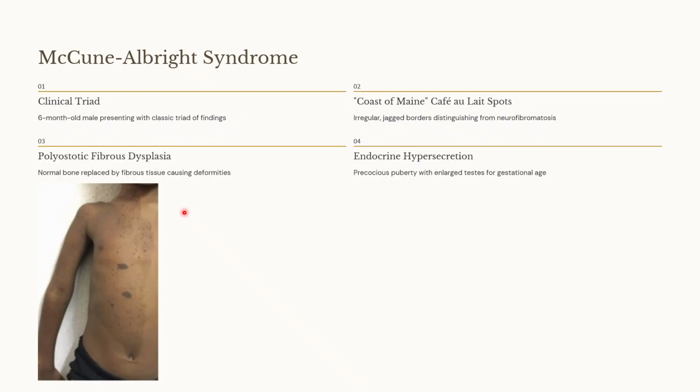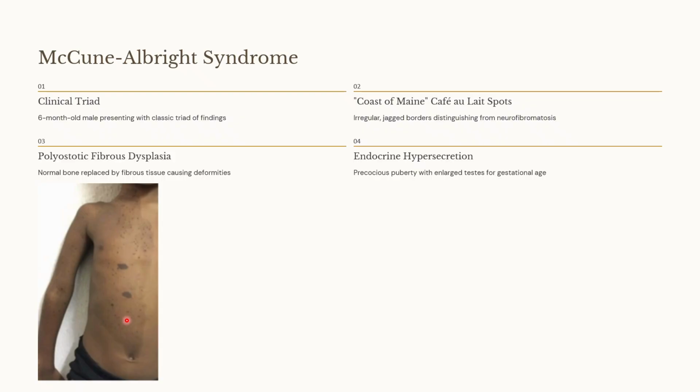The vignette will also present with some details, like a 6-month-old male presenting with a classic triad of findings, with bone replaced by fibrous tissue, or precocious puberty with enlarged testes. All these details can be given. So this picture is typical of the coast of Maine, that is, the cafe au lait spots picture. There are irregular jagged borders distinguishing it from neurofibromatosis.